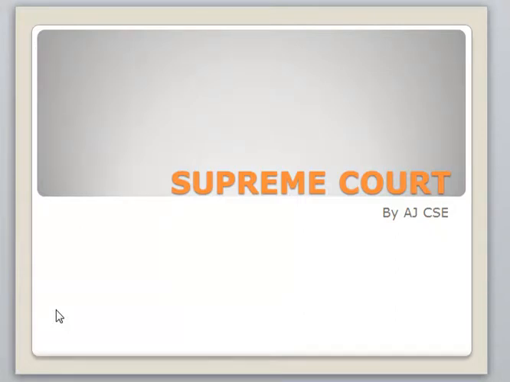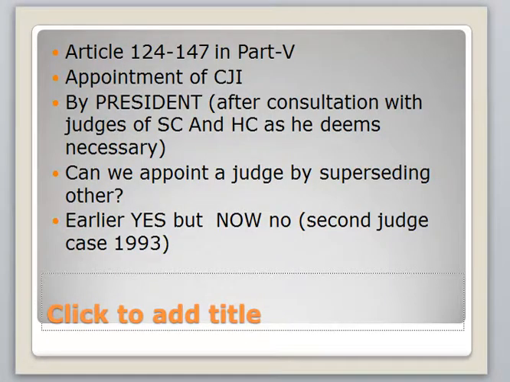Okay, so the first point of the Supreme Court is Articles 124 to 147 in the part we discuss, which deals with the Supreme Court. How will you appoint the CJI? That is the first question. The CJI gets appointed by the President after consultation with the judges of the Supreme Court and the High Court, as he deems necessary.